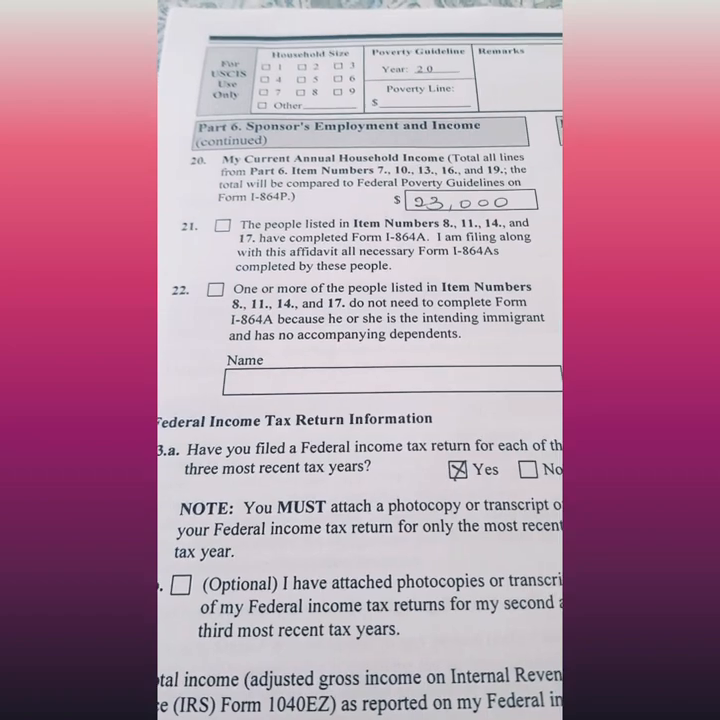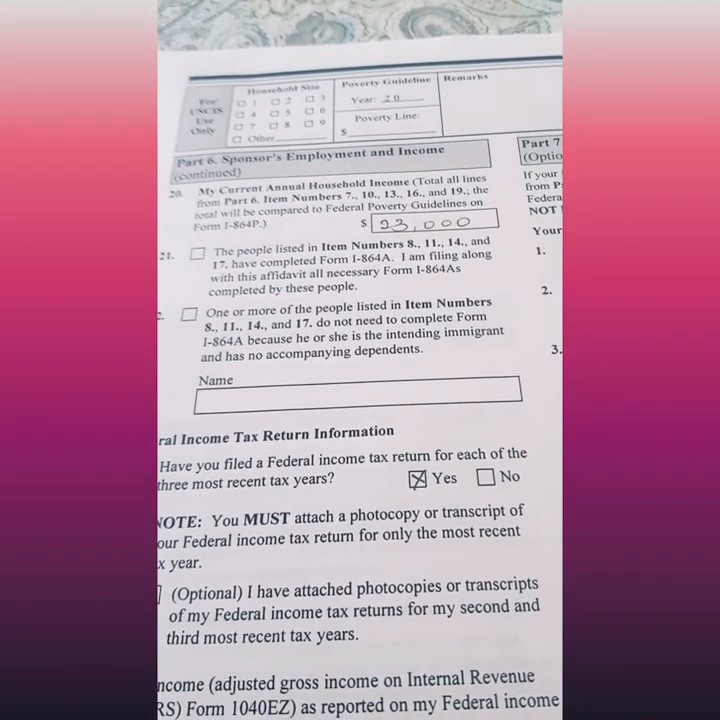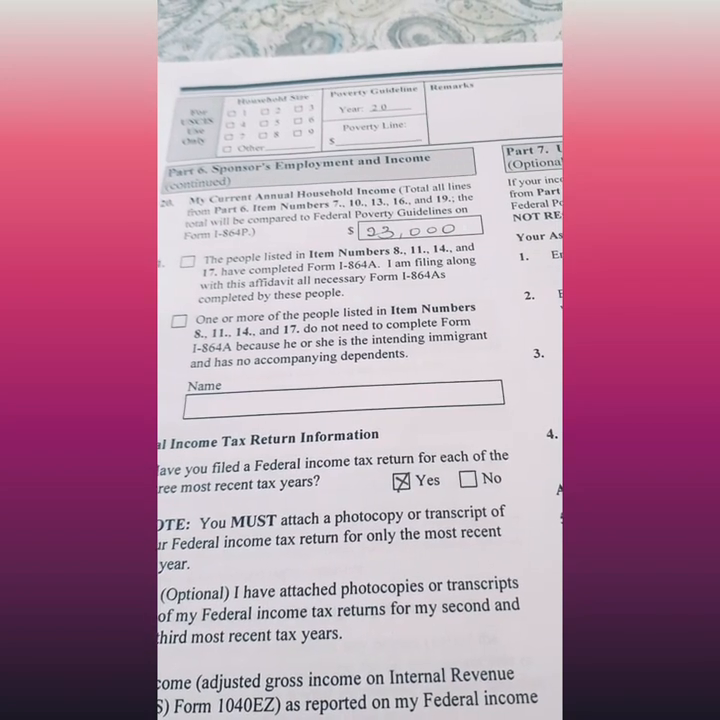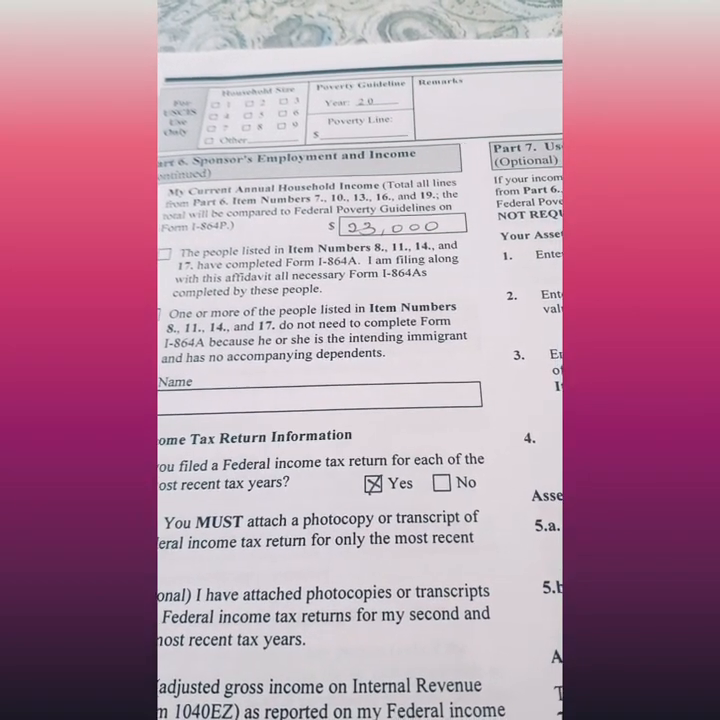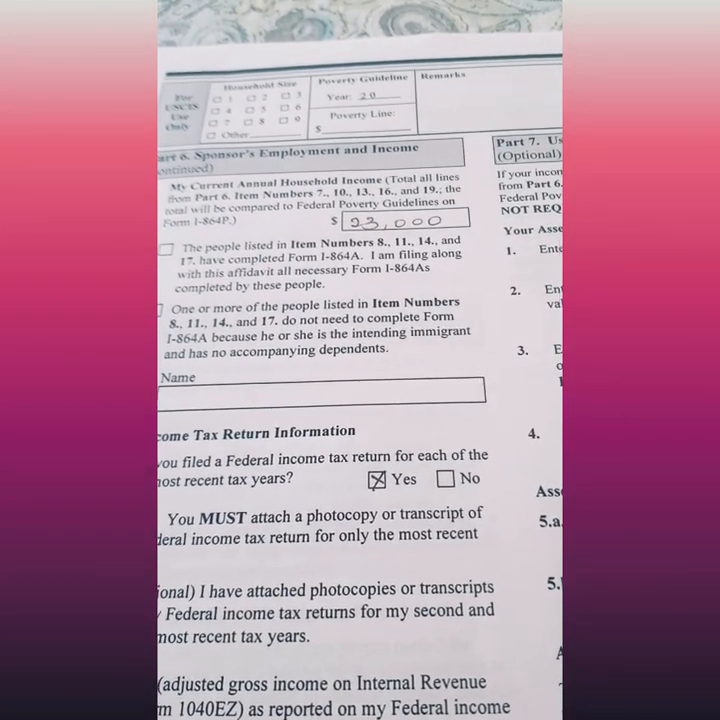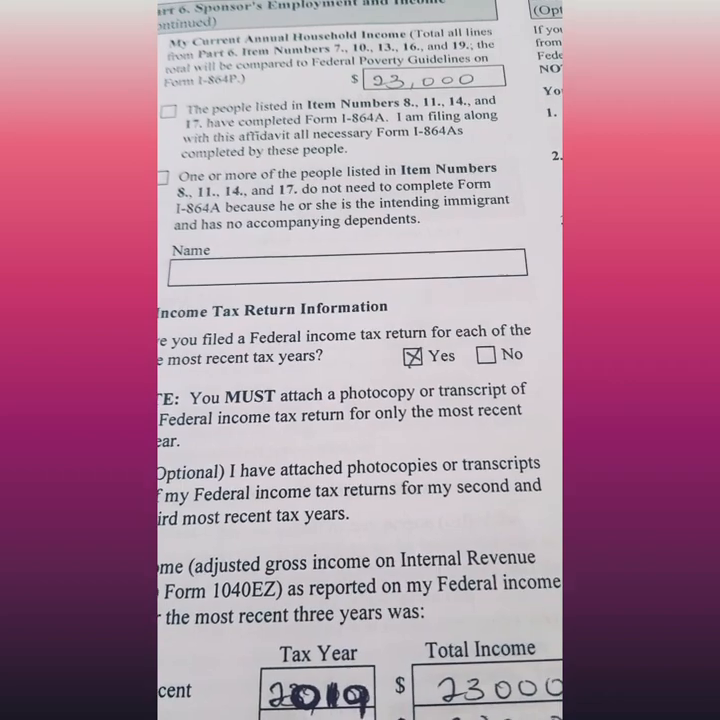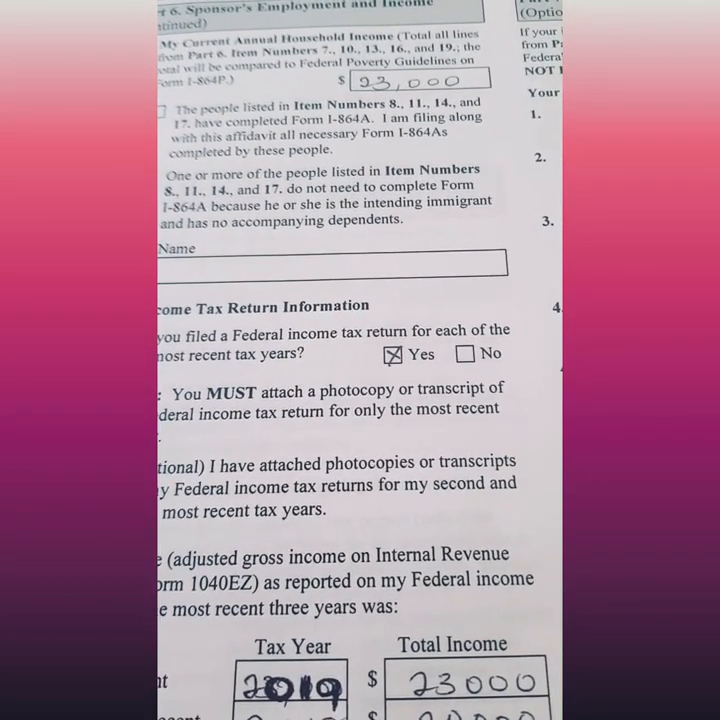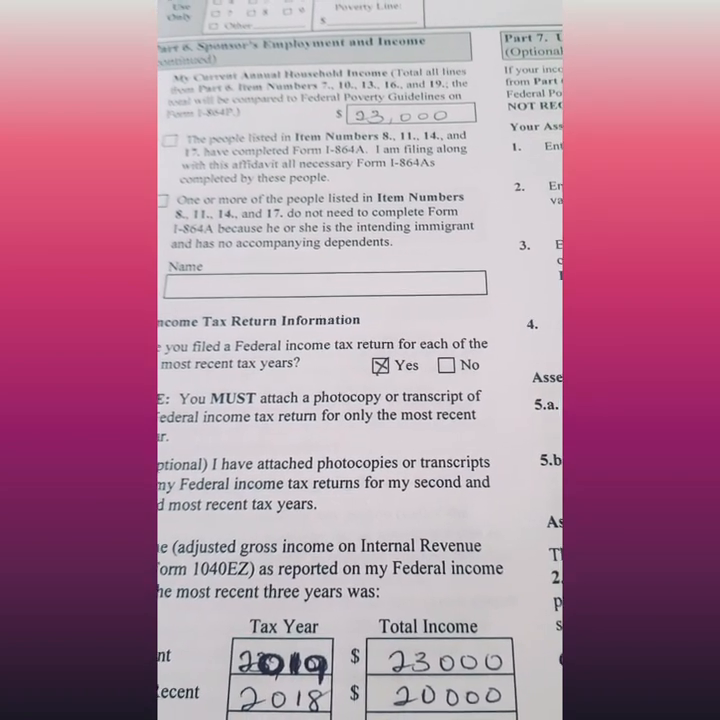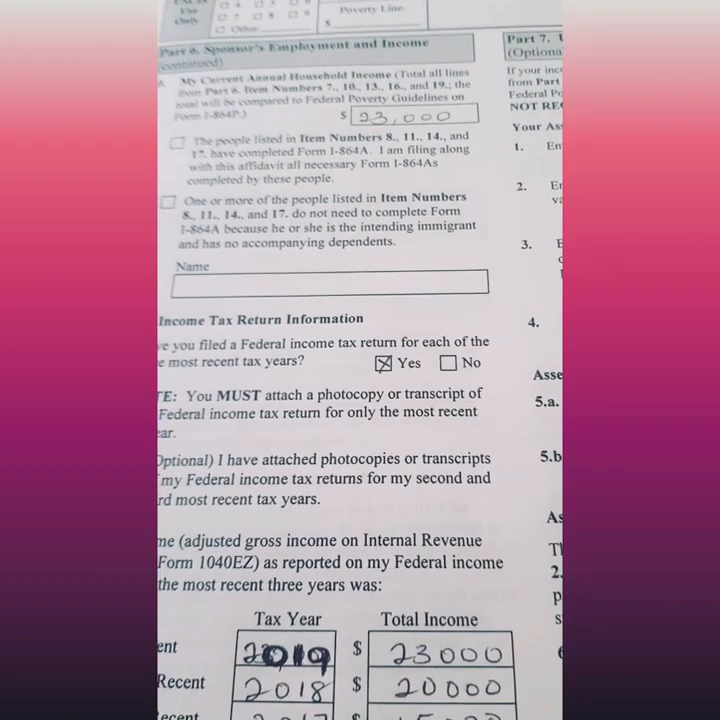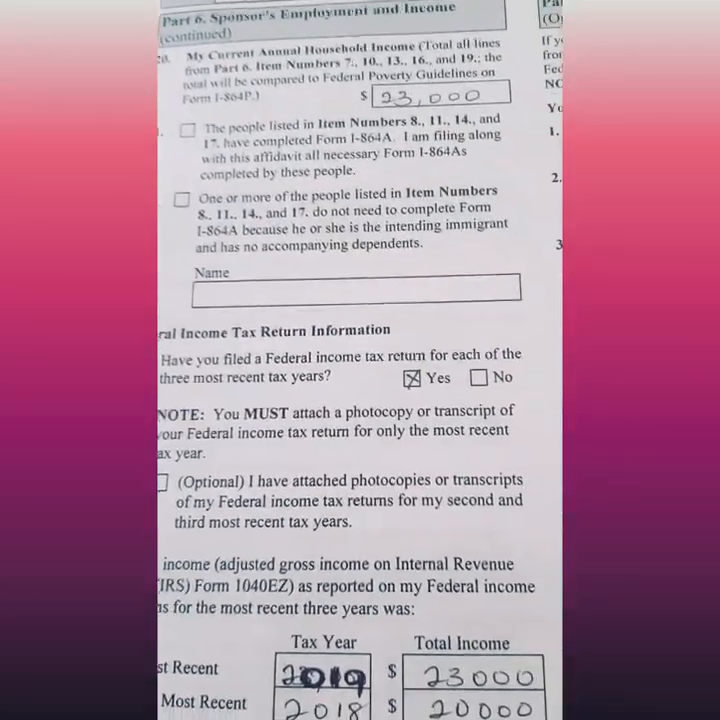Number 21 says the people listed in item number 8, 11, 14, and 17 have completed form I-864A. I am filing along with this affidavit all necessary forms I-864A completed by these people. So they did not. Number 22 says one or more of the people listed in item number 8, 11, 14, and 17 do not need to complete form I-864A because he or she is an intending immigrant and has no accompanying dependents. They didn't have anybody listed on it. So we move over to the next one.